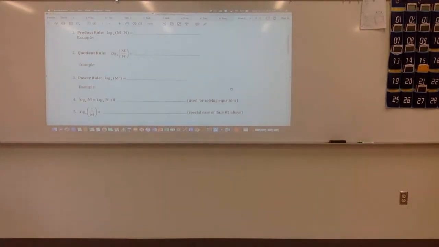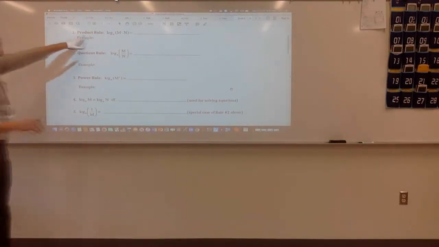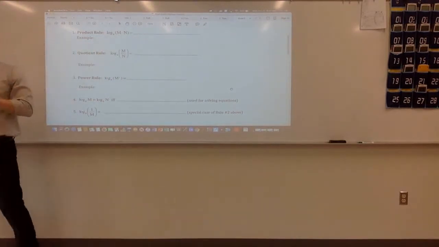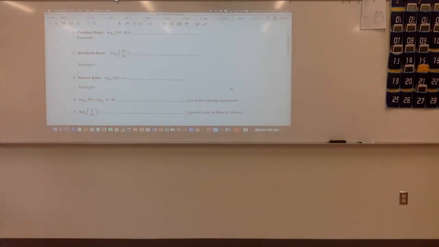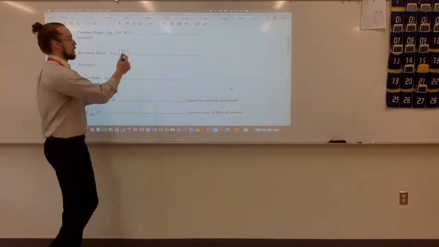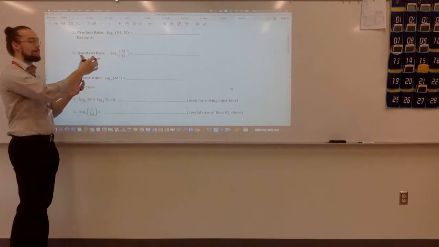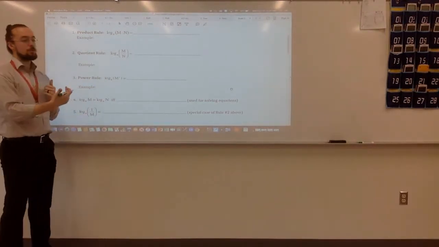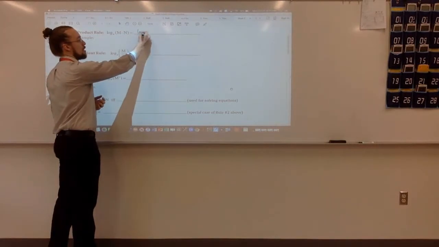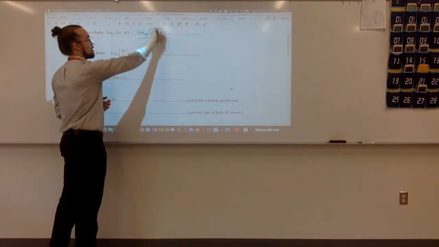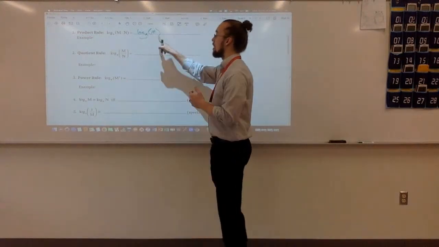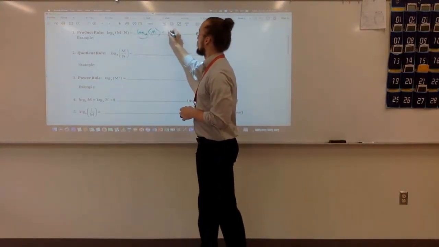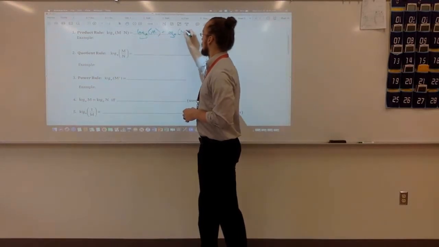Today, we are going to take a look at some rules of logarithms. These rules are actually very closely related to our rules of exponents. The product rule: if I'm multiplying two things inside of a log, I can split this up a certain way. If I've got log base A of m times n, I can split this up into two separate logs by adding the logs together. So I can say log base A of m plus log base A of n.